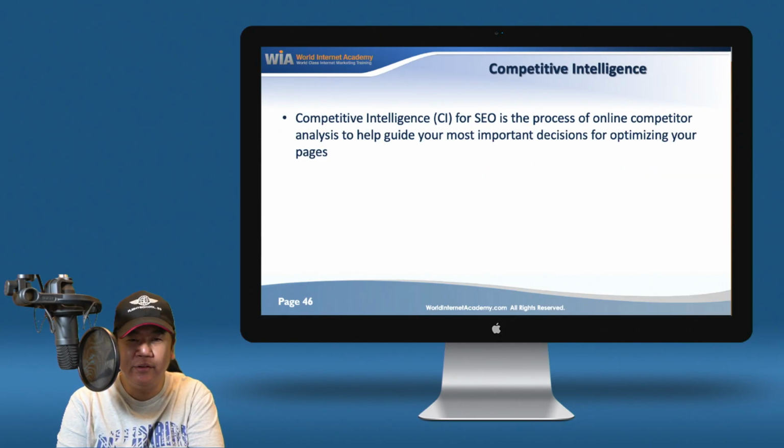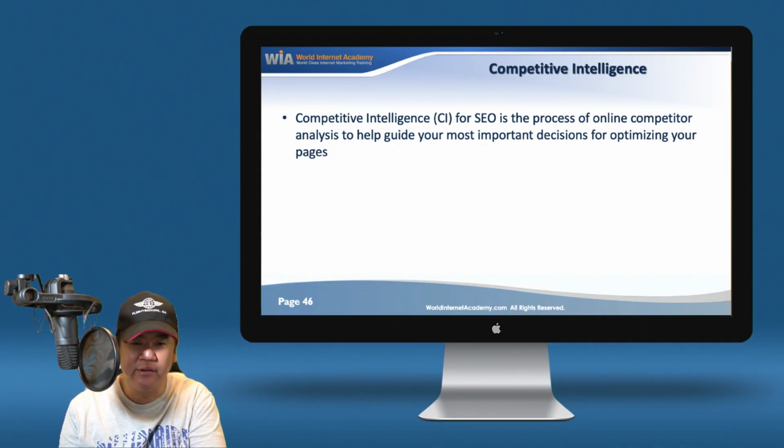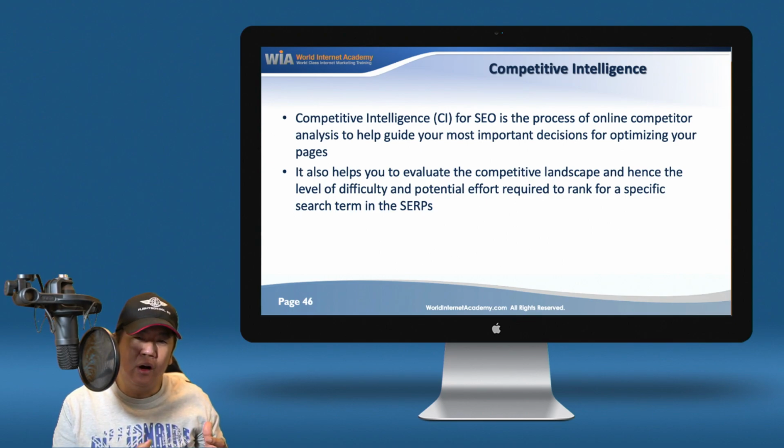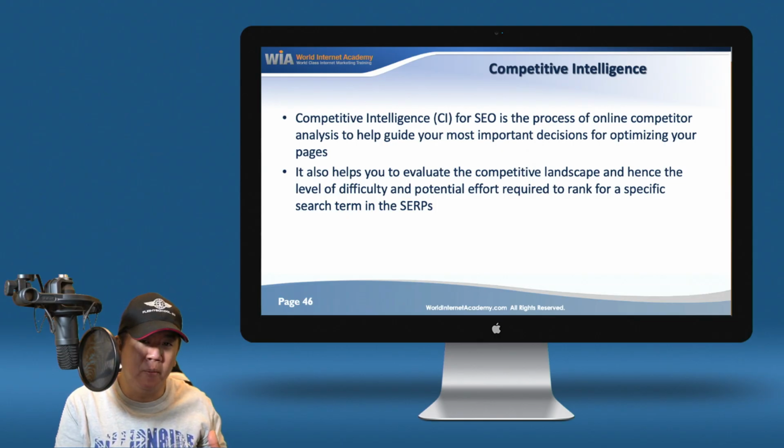Competitive intelligence for SEO is the process of online competitor analysis to help guide your most important decisions for optimizing your pages. It also helps you to evaluate the competitive landscape and hence the level of difficulty and potential effort required to rank for a specific search term in the SERPs. The level of competitive difficulty is inversely related to effort. In other words, the more difficult the landscape, the more competitive the landscape, the more effort you will have to put in. So actually it's not inverse, it's directly proportional.